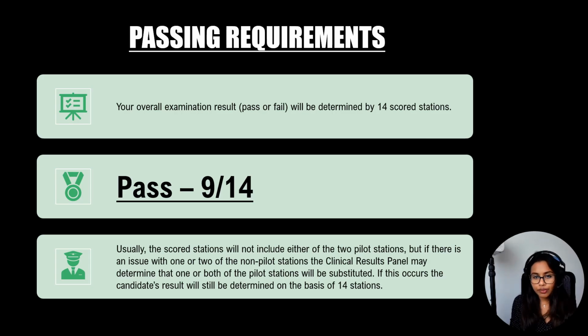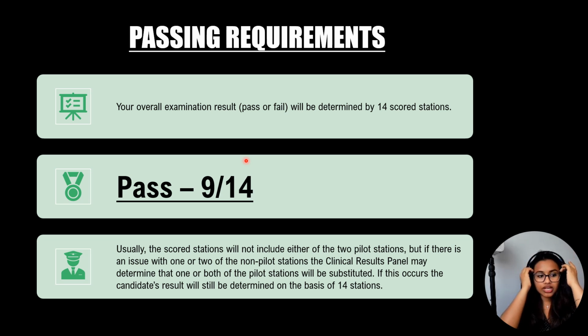Okay, so about the passing requirement, guys. The overall examination result, whether you pass or fail the examination, will be determined mainly by your 14 scored stations. So, as I mentioned, of the 16 stations that you are going to do, where you're going to talk to your patients and perform tasks, two questions are pilot, taken out, not assessed. The rest of the 14 stations would be scored, and you need a score of 9 out of 14 to say that you passed your examination, right? You need to pass at least 9 stations to clear your examination.